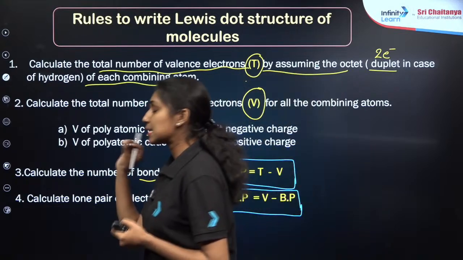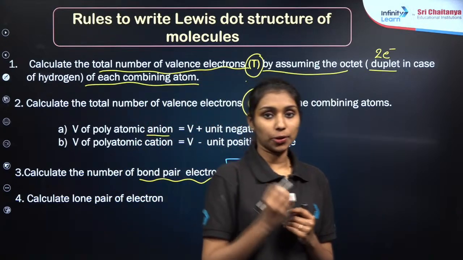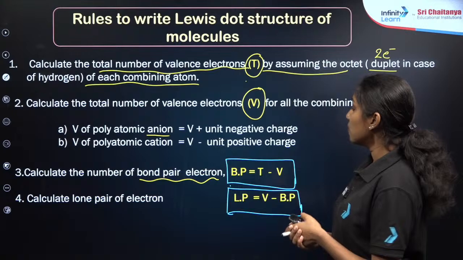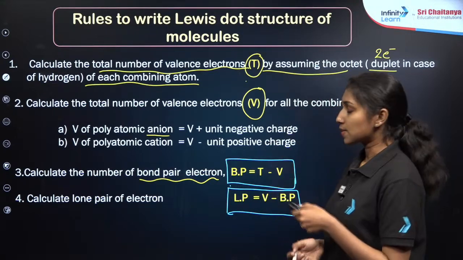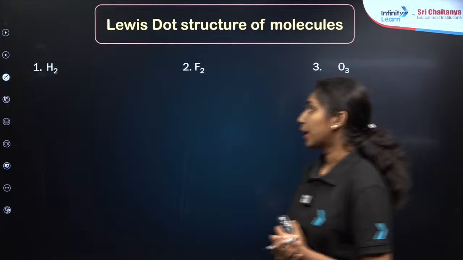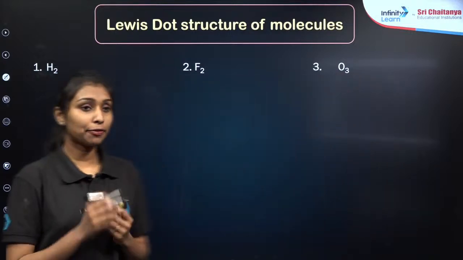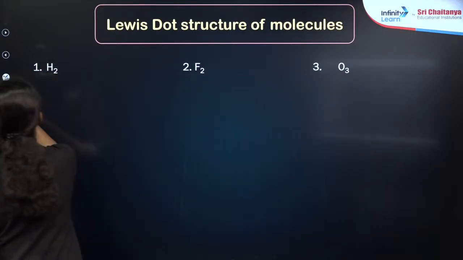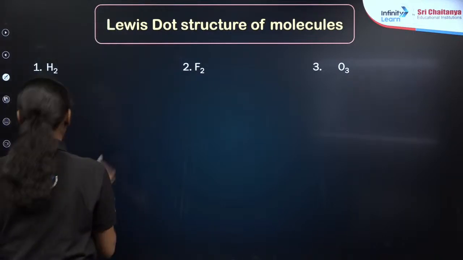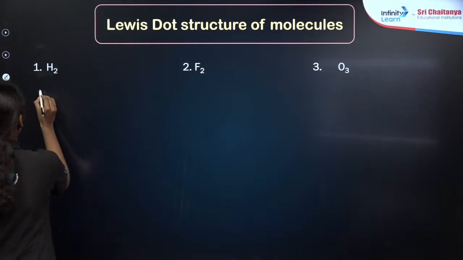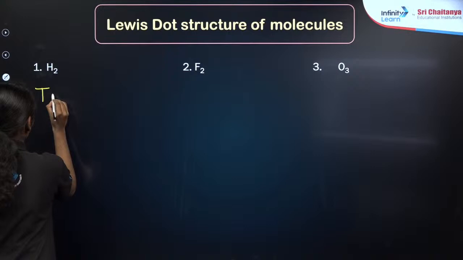Okay, these are the major steps or rules we have to follow to find the Lewis dot structures of molecules. Now let us see the application of these rules to find the structure of different molecules. Okay, first example is hydrogen. If I am taking hydrogen, how can we calculate? Okay, this is the hydrogen molecule. First we have to find the total number of valence electrons, right?